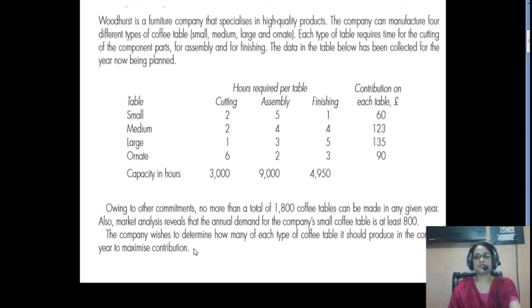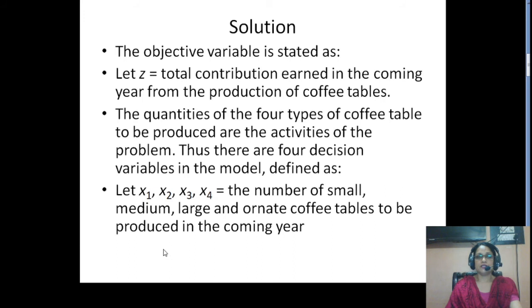So let us students, first of all, we have to find out the mathematical model. We have to find out the objective function with the conditions given. Now, the objective function is stated as: let Z equal the total contribution earned in the coming year from the production of coffee tables. So the quantities of the four types of coffee table to be produced are the activities of the problem, right?